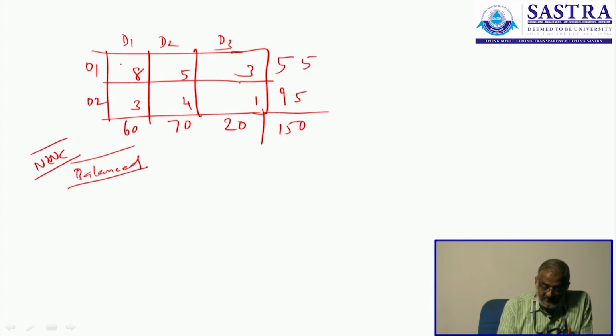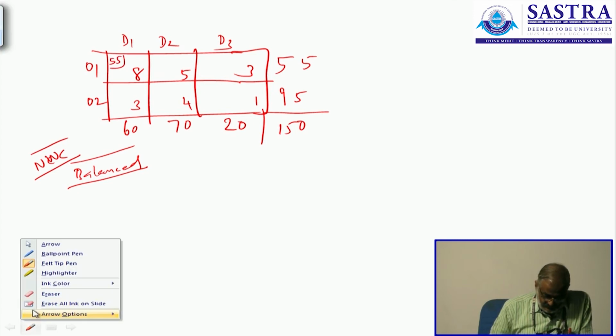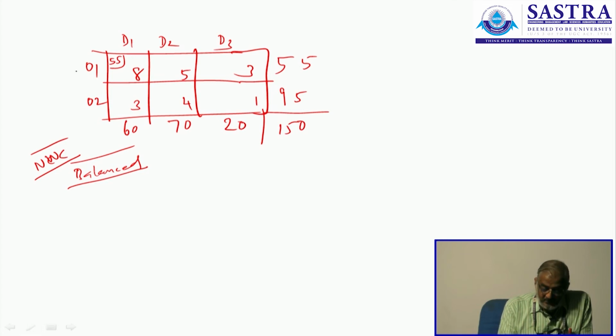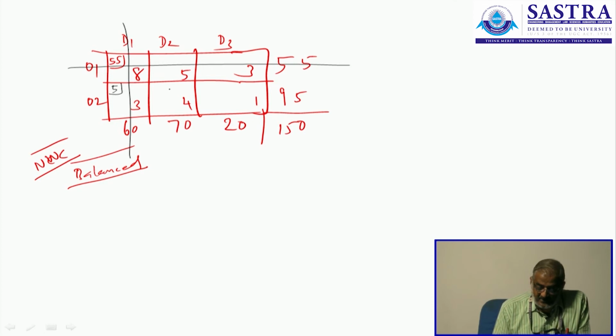The northwest corner is this, where the demand is 60, supply is 55, so all the 55 can be supplied. Supply is over. Now the next northwest corner is this, where the demand is only 5 units. You can supply 5 units here, and again all the 60 are over, so I cross out this. Next northwest corner is this, where the demand is 70 units but the supply is 90 units, so I can supply every demand there, so this is over. Now here the demand is 20, supply is also 20, 95 minus 75 is 20, so 20.